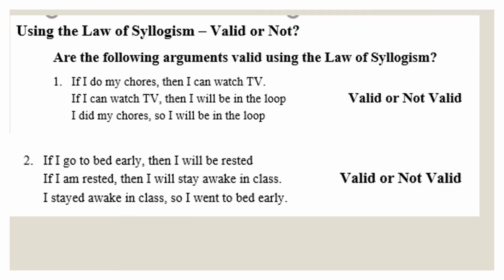Okay, so if I do my chores, then I can watch TV. And again, it helps to write down which part of this is. If I can watch TV, then I will be in the loop. If I did my chores, so I will be in the loop. So because we have P then Q, Q then R, P then R, this is valid.